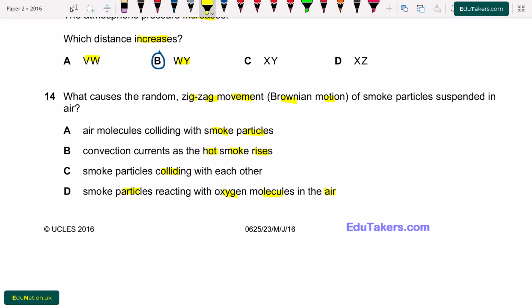When the smoke particles are suspended in the air, they move in a random zigzag manner. It is because the air molecules collide with the smoke particles. From here, option A is correct.